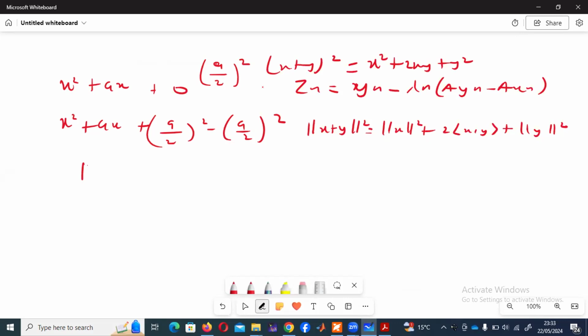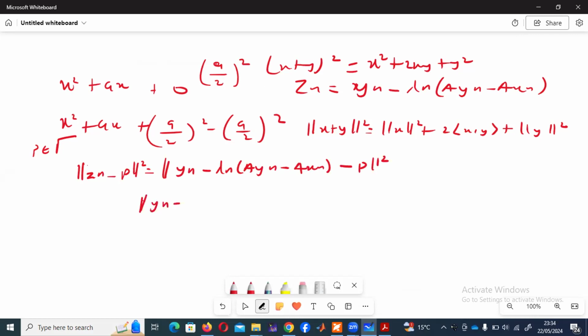Now let's consider that. Let's say we have picked a point, like I just said, we pick a point in the solution set. So Zn minus p squared will be equal to, you write Zn as it is, Yn minus lambda n into (Ayn minus Axn), minus p, all squared. So I can write this again as Yn minus p, then minus lambda n into (Ayn minus Axn). Do you notice something here?